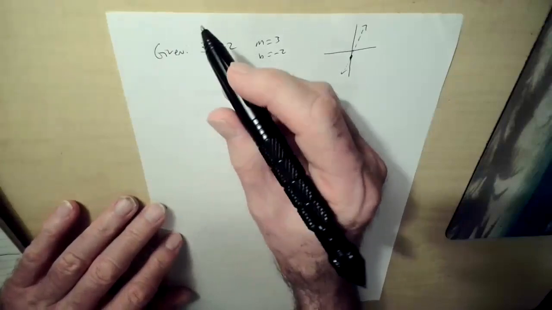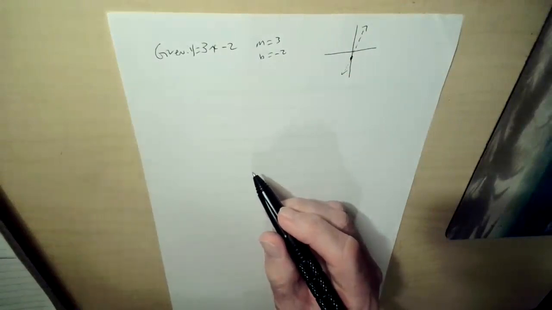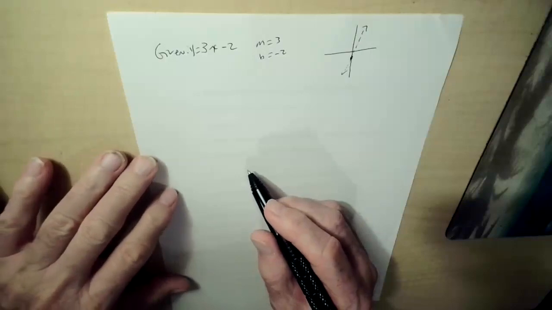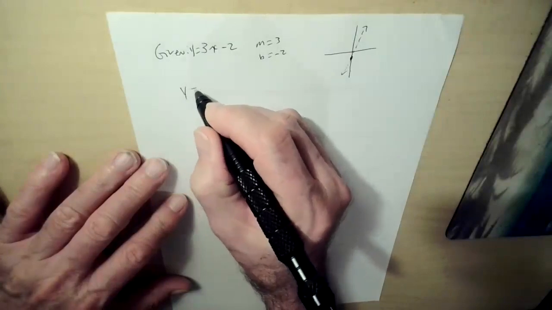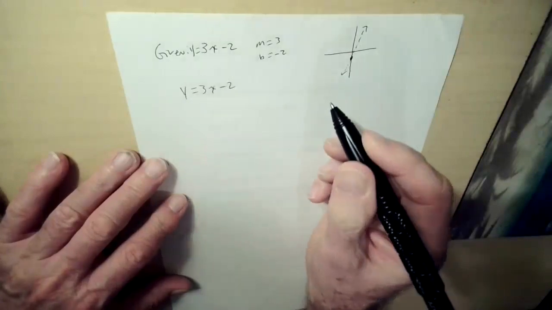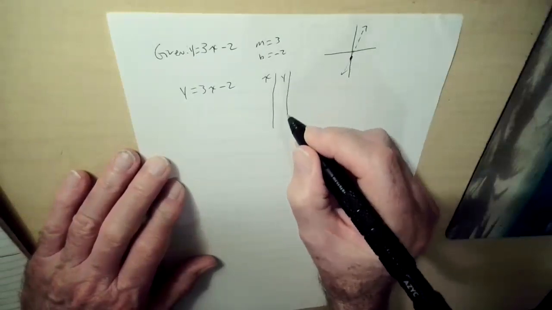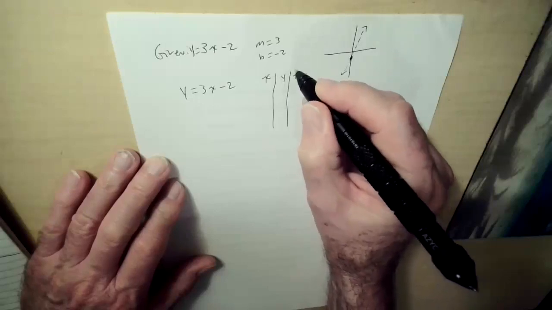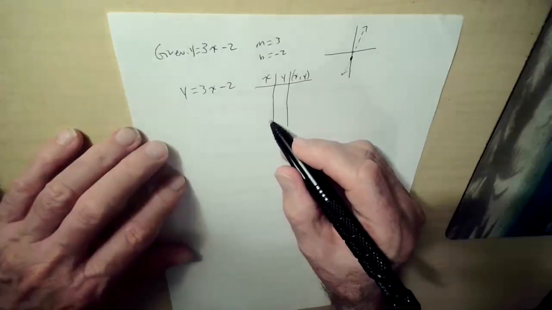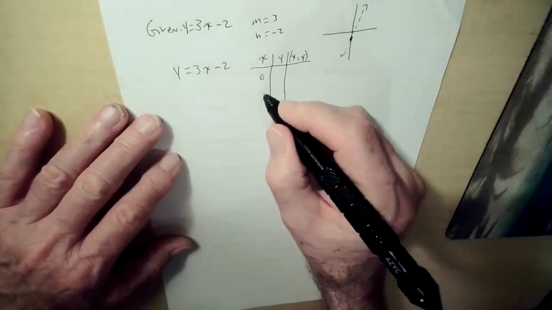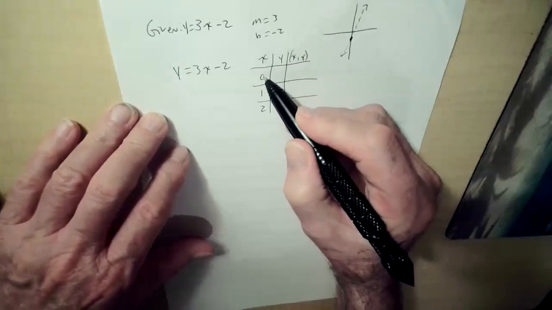So now, how do we graph y equals 3x minus 2? We make a table of values, x and y, and then x, y. This one's really not necessary, but now take 3 numbers. I use 0, 1, and 2 because they're easy. So we put 0, 1, and 2.